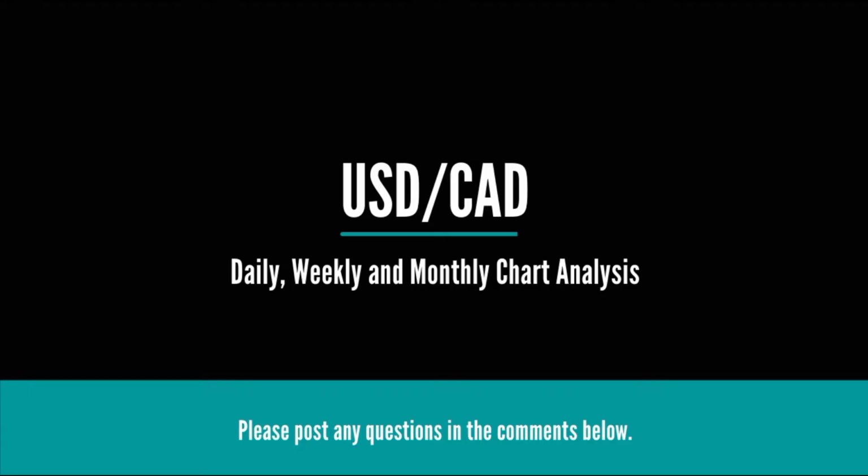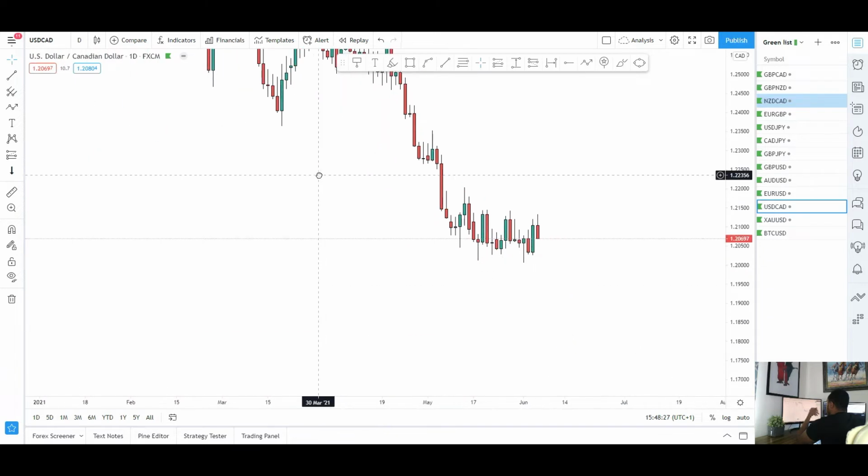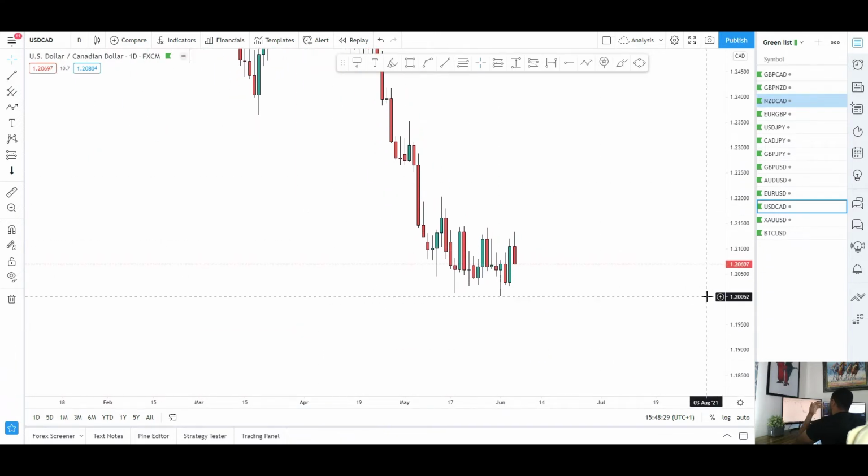And next we've got USD CAD. Okay, so now we've got USD CAD. So you can see for this pair, we are still very, very bearish on the daily. Price still making lower lows, lower highs. We are starting to run out a bit of that bearish momentum. As you can see, we're starting to slow down.